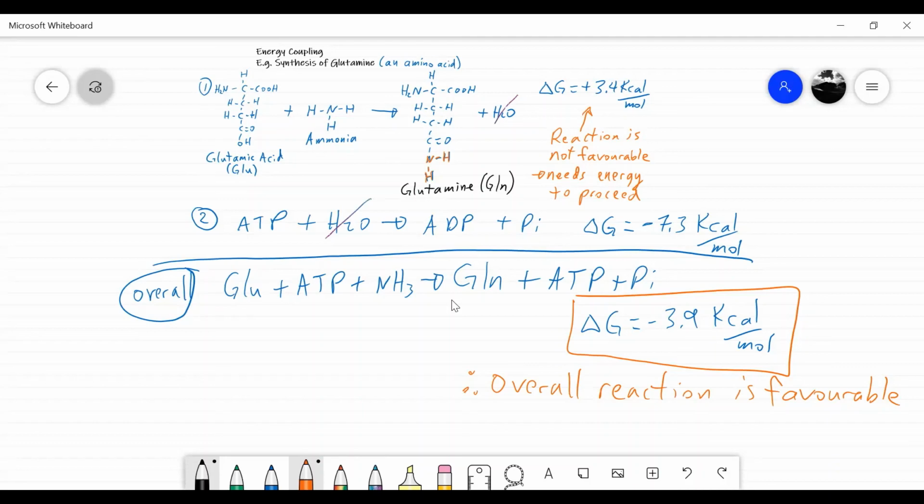So when I say cellular work, if I were to ask you, I think I did on the fall midterm, give 2 examples of cellular work, this is one of your answers: energy coupling. Another answer could be muscle movement or membrane transport. But a big part of cellular work is energy coupling. Okay, so hopefully you got all that.